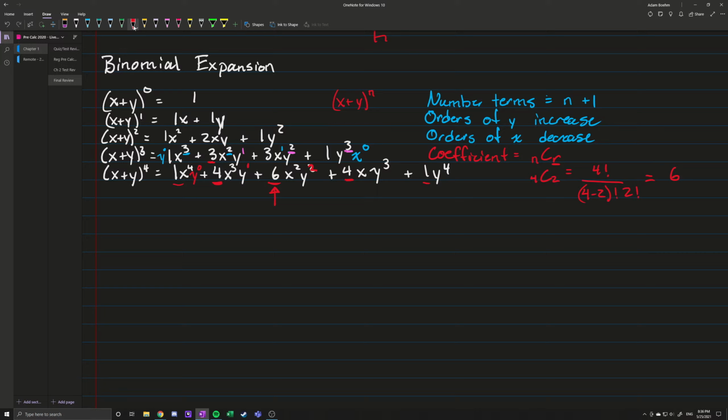Right, if we were looking for the fourth term here, this would be 4 choose 3. Right, we're looking at this power. So the power of that second term, that second position term, is going to give you that r value.